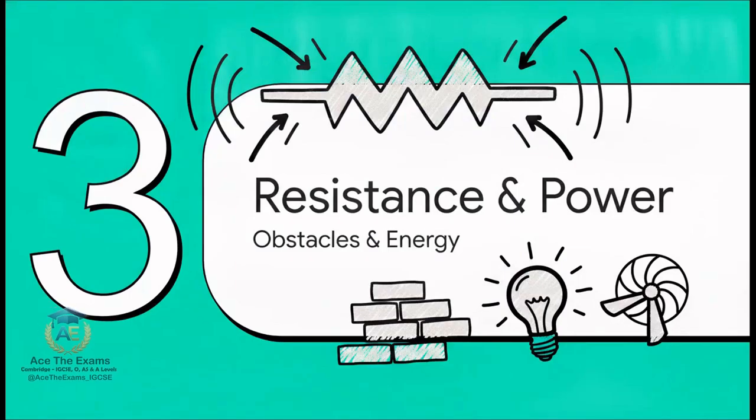Section 3, Resistance and Power. This is where we look at the obstacles in our circuit and how energy is ultimately consumed.